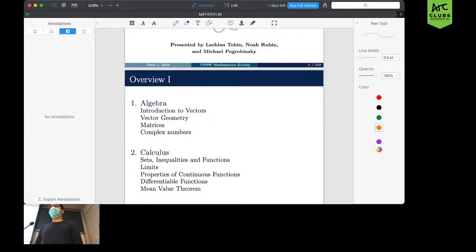Subheadings. He will come in to do the matrices section, and then it'll come back to me with the complex numbers section.